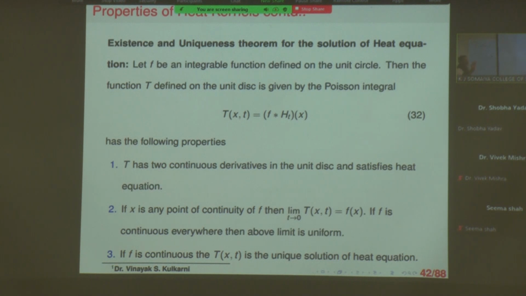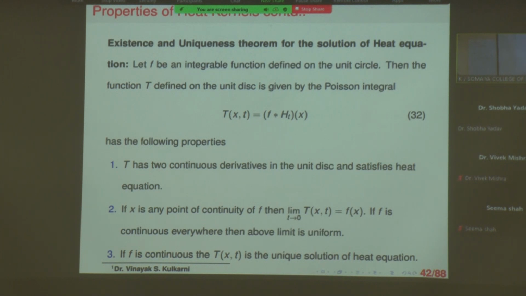As I told you, I have not added the proof of any theorem to save time. So this is the theorem which will give you existence and uniqueness of the solution of the one-dimensional heat equation. Up till now, if you have any doubt, you can ask me. Otherwise, I will go to the unbounded domain then.